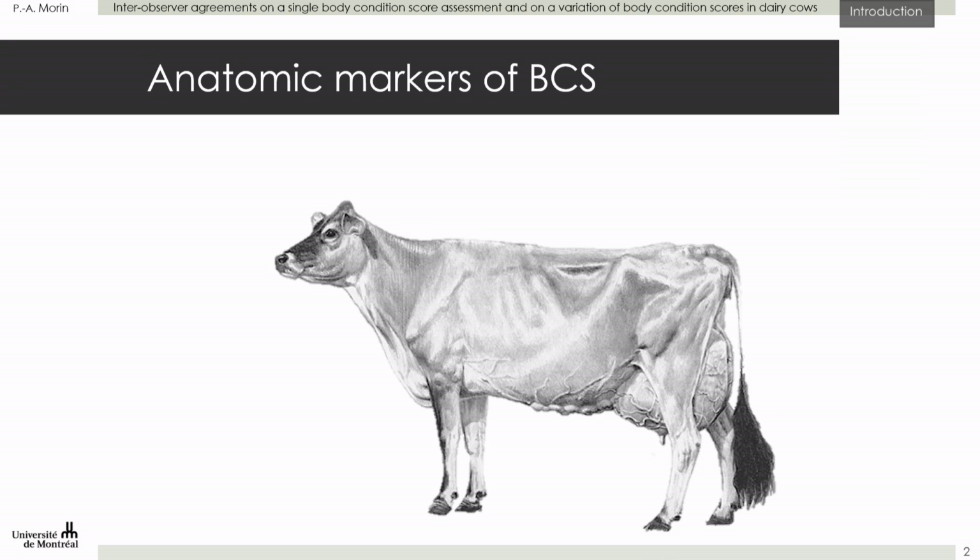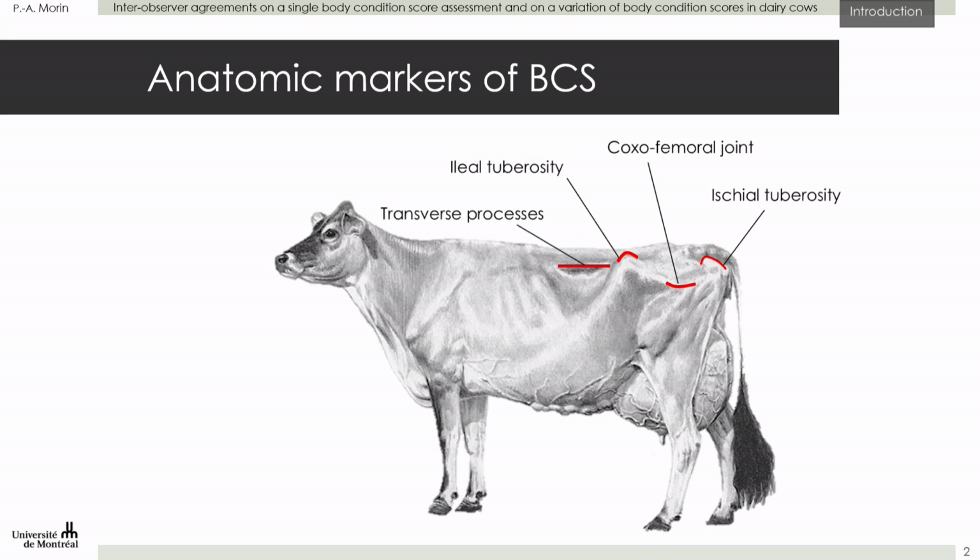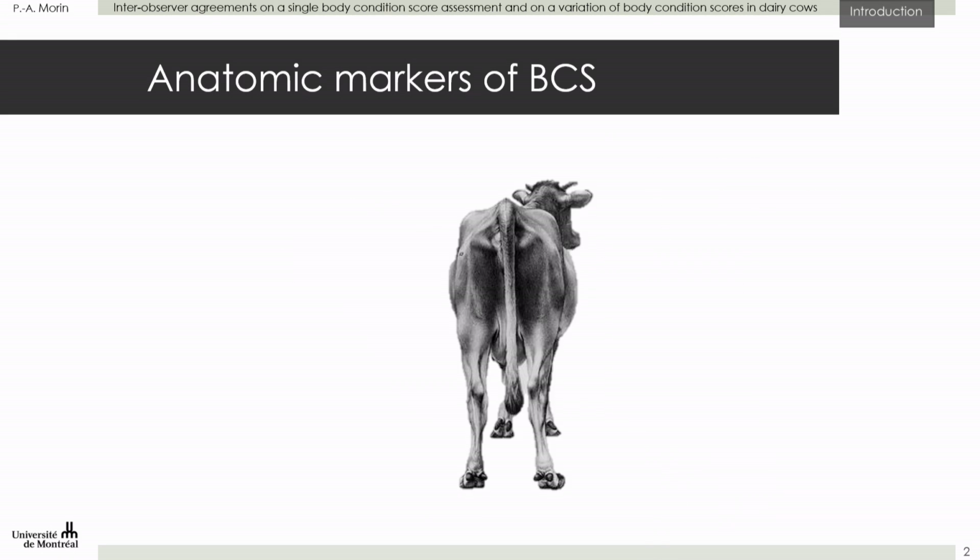A chart was developed by Wildman in the 80s and then improved in the 90s by Ferguson, who added subcategories. He described the relationship between anatomical markers and BCS. Those anatomical markers are the coxofemoral joint, the iliac tuberosity, the ischial tuberosity, transverse processes, the iliosacral ligaments, and the ischiococcygeal ligaments.